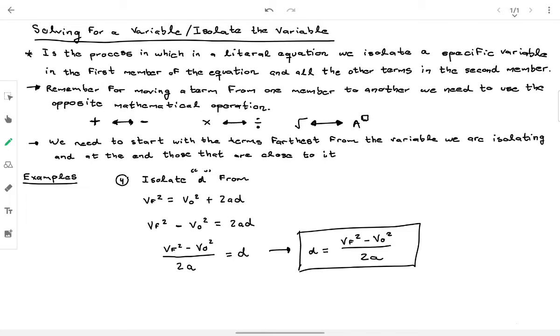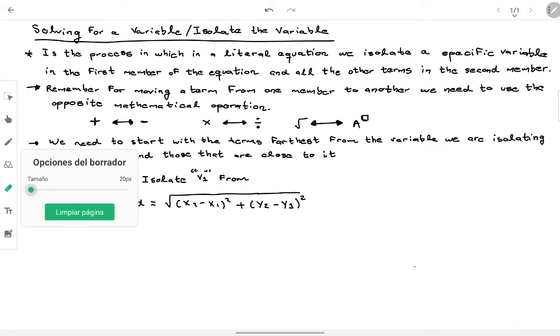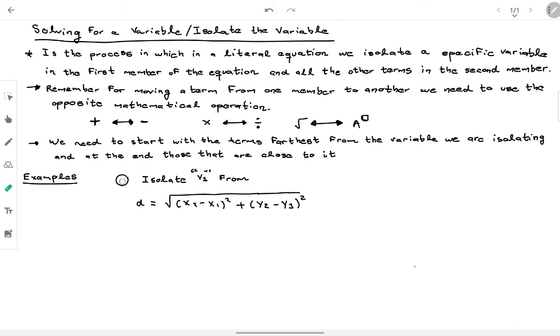Let's see another example. So the next one is going to be isolate y1 from the next formula. So we can do it, and it's going to be, I'm sorry, this one is exercise 5.